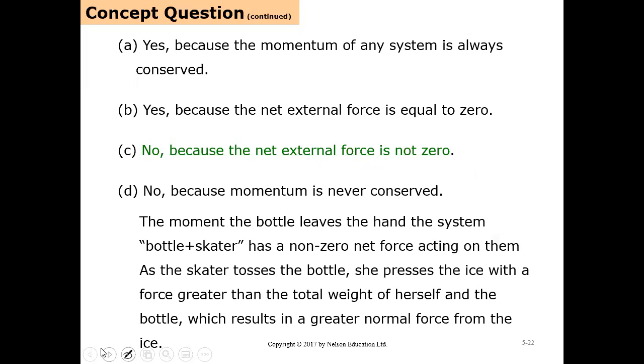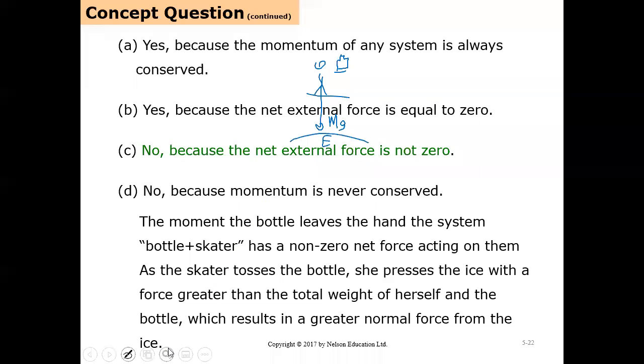When the skater throws the water bottle, before throwing, as he stands, we have to look at the forces. What are the external forces on this system? Earth is an external agent, because Earth is not part of the system. The man plus the bottle is our system. So the force from the Earth, the weight of the man, let me call it big mg, is an external force.